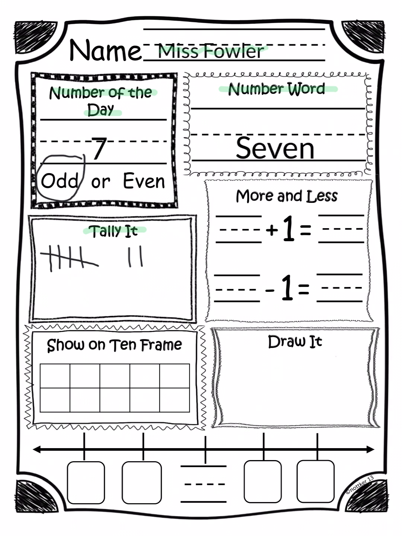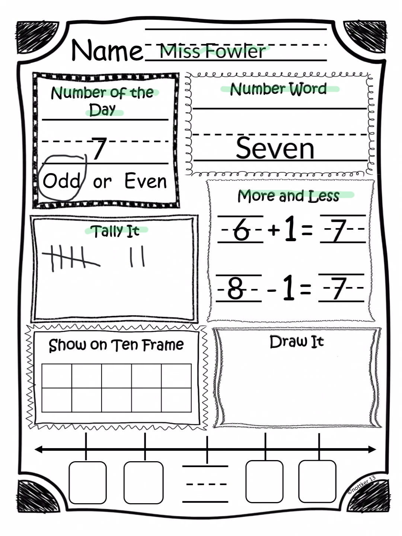You then need to show us one more and one less using your number in an equation. So here I have 6 plus 1 equals 7, or 8 take away 1 equals 7. Moving on, you need to show your number on a 10 frame. So colour in the squares that represents your number.